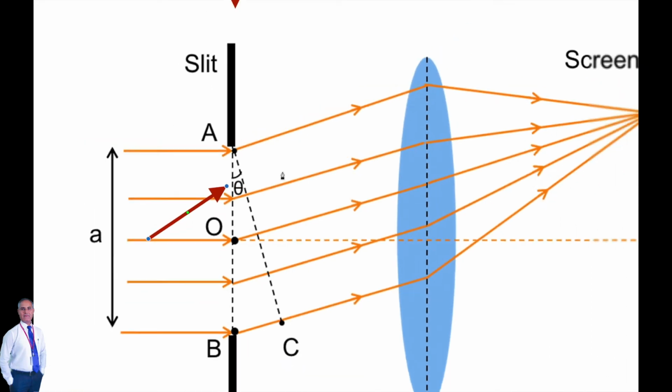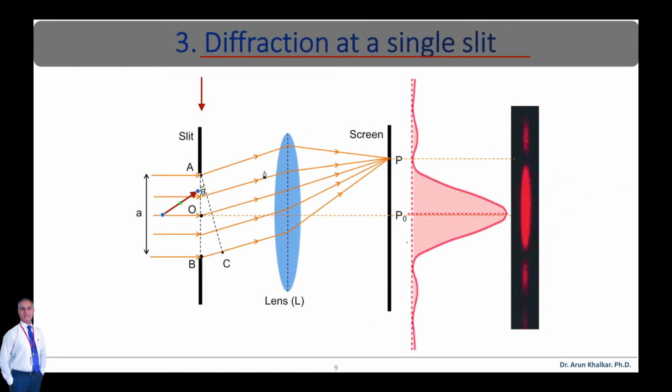The intensity at the point P is either minimum or maximum and depends upon the path difference between the secondary waves originating from the corresponding points of the wavefront. To understand the Fraunhofer diffraction at a single slit more clearly, let's see one animation clip.